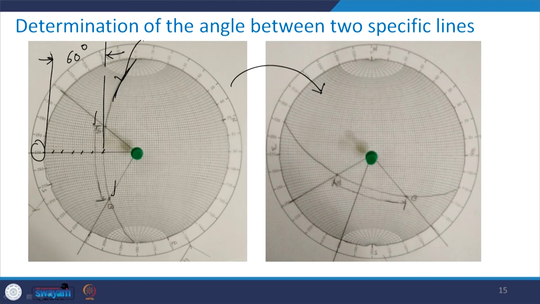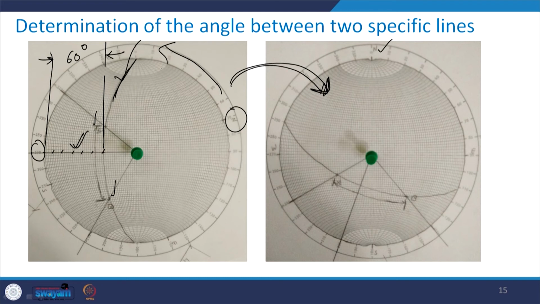Now I rotate it back to the original position, that is, north of the tracing sheet and 0 of the equatorial stereo net are coinciding with each other. So when I rotate it back, earlier the north was here, so we just rotated it back in this direction.